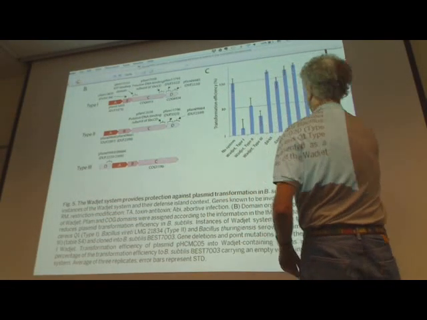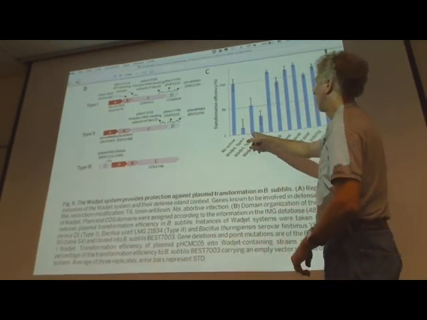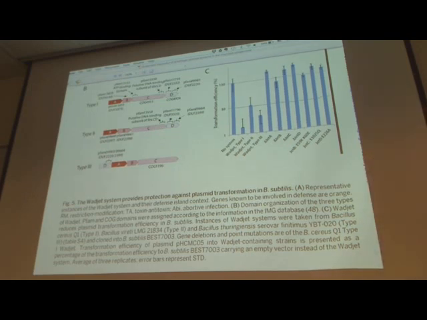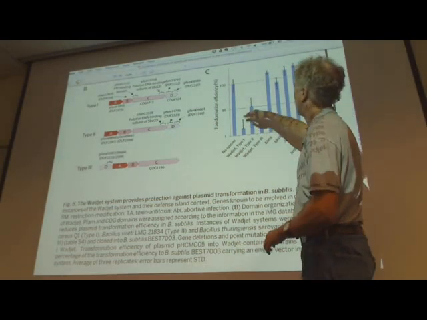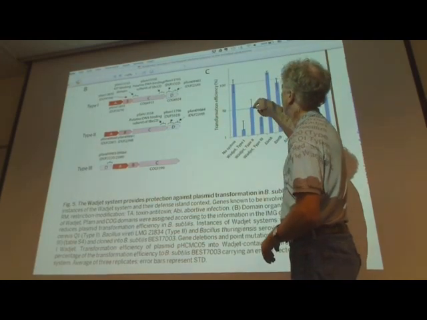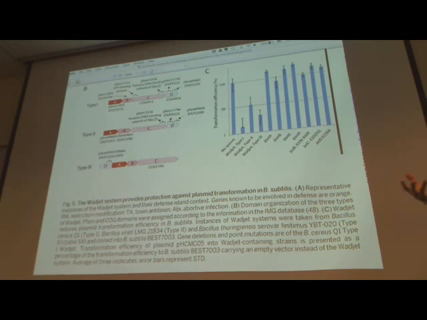And so they can delete any of these and the infection goes the normal route, but when they're all there, they get reduced transformation efficiency. It's not great. This one only provides a 10-fold reduction in transformation. That's not so bad, but it's something.